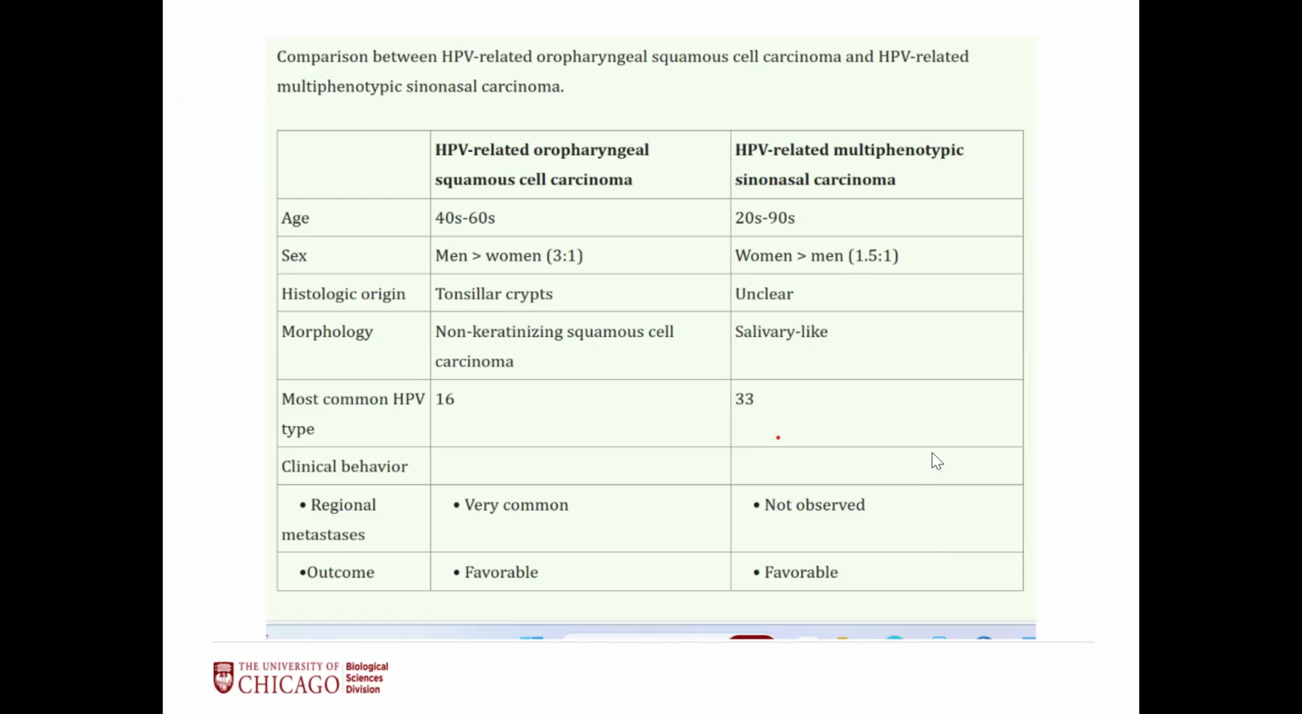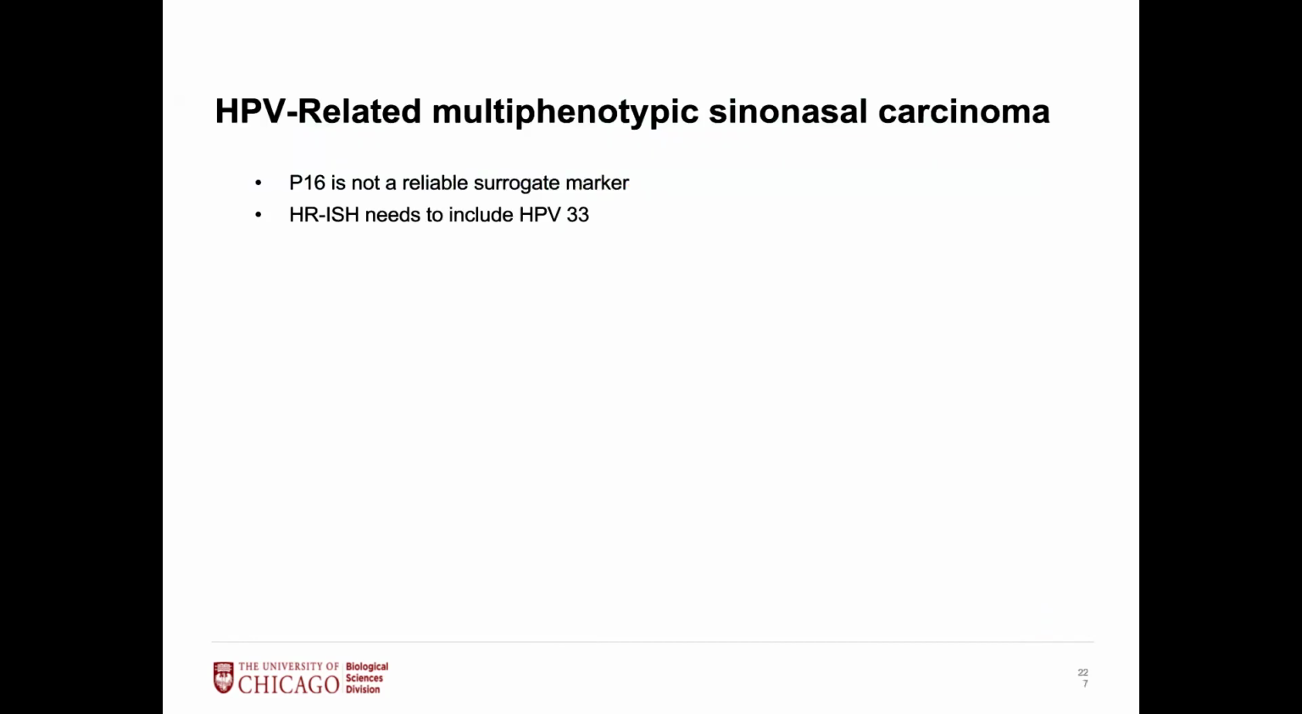So remember the ones in the oropharynx, the patient comes in with the big mass. The ones here, not so much. And the outcome is favorable for both groups, even though it looks big and mitotically active. It seems to be a pretty favorable outcome. And p16 is not the most reliable surrogate marker anywhere outside of the oropharynx. It has to be the perfect storm to use it in the oropharynx. In other areas of the body, you pretty much need to do ISH, and it has to include HPV-33.